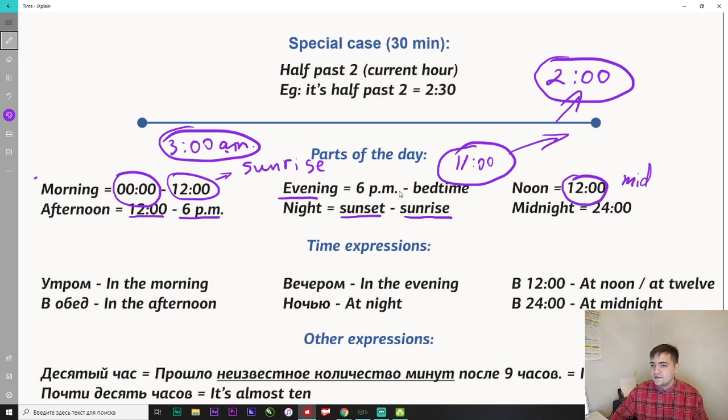Well, this time, 12 o'clock, is called noon or midday, okay? Mid stands for middle, это середина. So, midday or noon, полдень, это 12 часов. Or midnight, it's 24 o'clock. I'm not sure if it's okay to say 24 o'clock, but for you to understand, midnight. Okay, I hope that's clear.